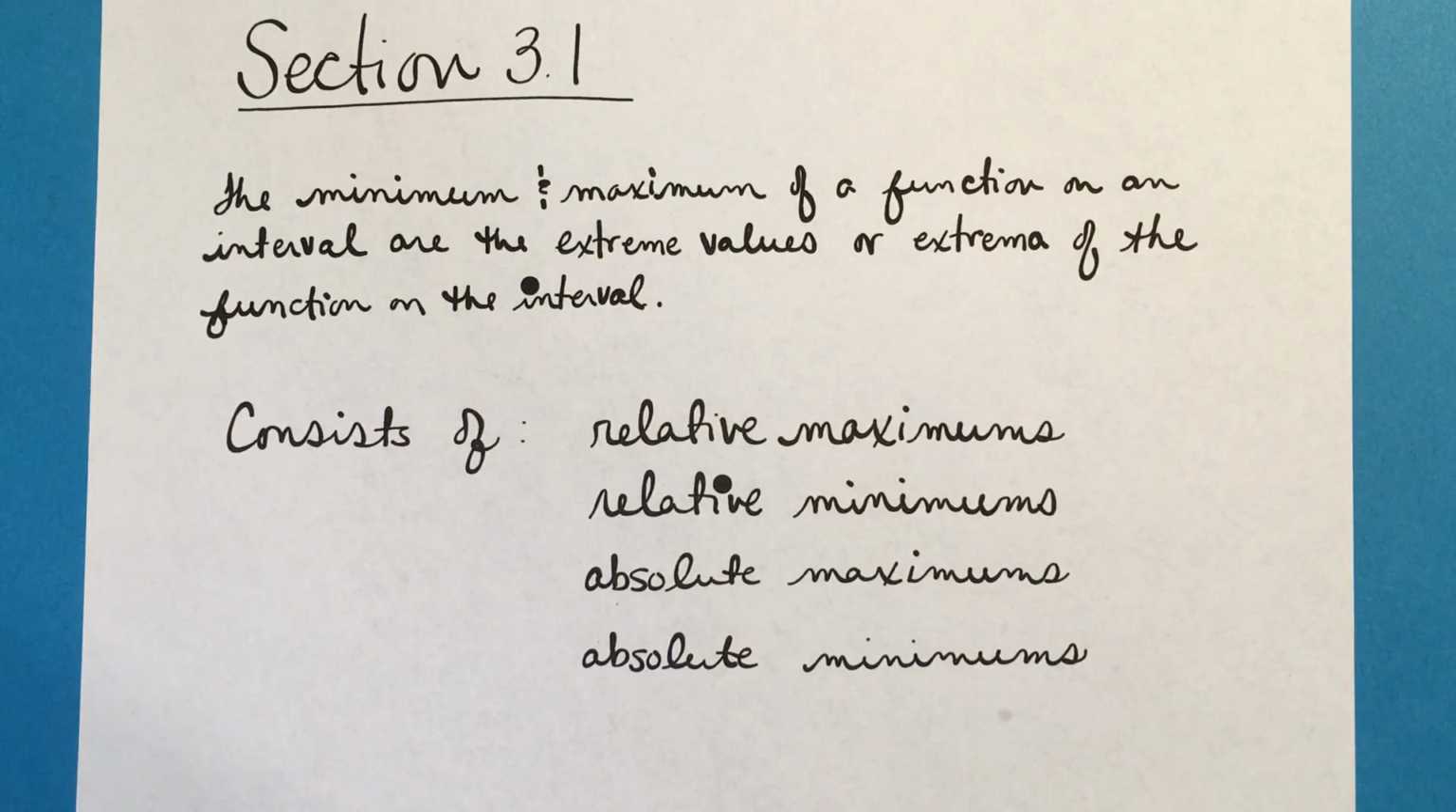In this section, we're going to be studying what's called extrema. As the first sentence states here, the minimum and maximum of a function on an interval are the extreme values or extrema. Extrema would just be the plural for extremum of the function on the interval. Now, when you're talking about extrema, that can consist of relative maximums and minimums, but also absolute maximum and minimums. And these are all things that you have discussed in the past in other courses, but we're going to be using derivatives to help us determine these things.